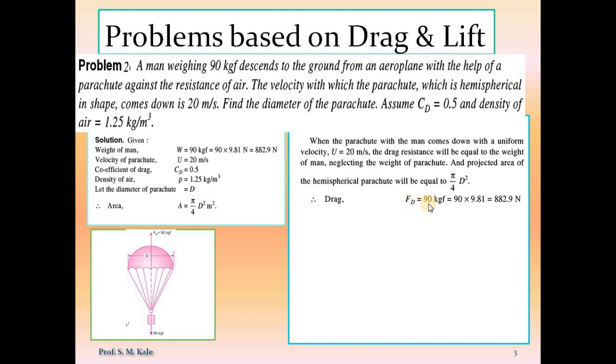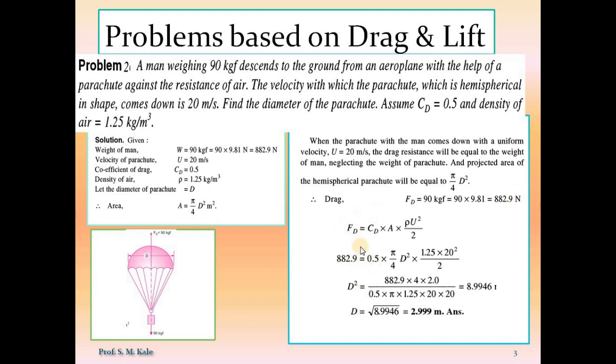So here, the value of drag is equal to 90 kg force, which is nothing but equal to 882.9 Newton. So we know the equation for drag. Drag force is given by the equation CD rho A u square upon 2. Here we know the value of FD, and the value of CD is 0.5, the value of density is 1.25, and the value of uniform velocity is 20.